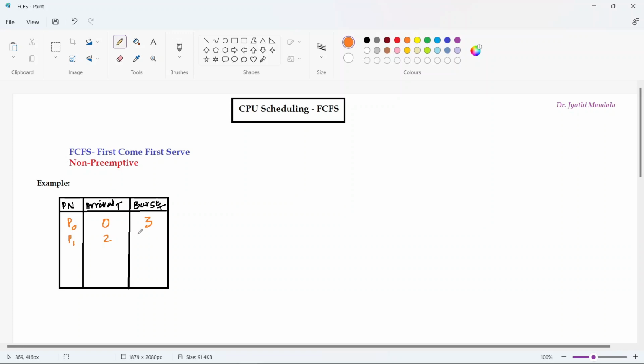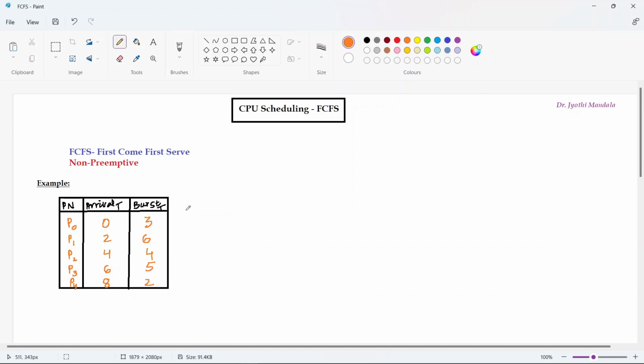P1, arrival time is 2 and burst time is 6. P2 is 4. Okay, and then P3 is, let us consider, 6 and 5. 6 is the arrival time, and 5 seconds, let us consider the time is in seconds, 5 seconds of burst time is required. And P4 whose arrival time is 8, and burst time is 2. Right. Now this is the question. You will be given a question like, consider the following processes whose arrival time and burst time are mentioned as below. Calculate the waiting time and turnaround time using the first come first serve algorithm.